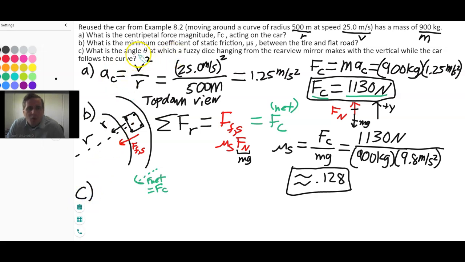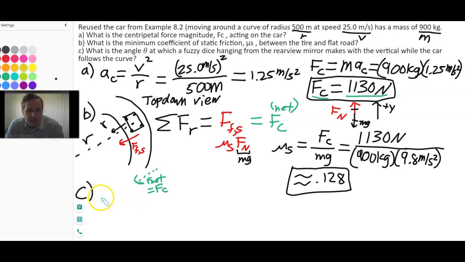Part C is, what angle does the fuzzy dice make in the rearview mirror while the car follows this curve? So imagine that if you're in the car and the car is being held in towards the center, you could imagine that the fuzzy dice go outward toward the outside because they have sort of their own inertia. But when the car moves inward, they're less connected to the car. They're only connected via the hanging cord.